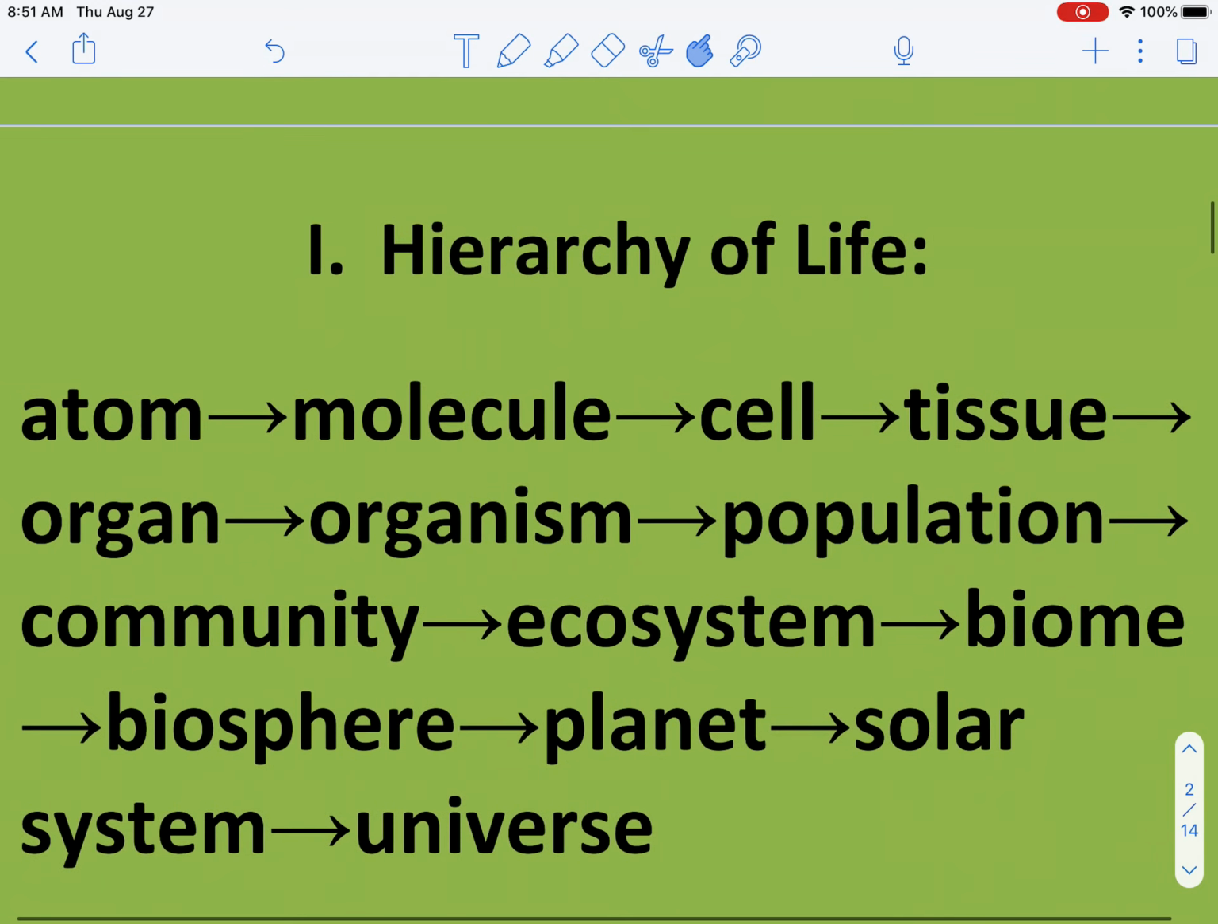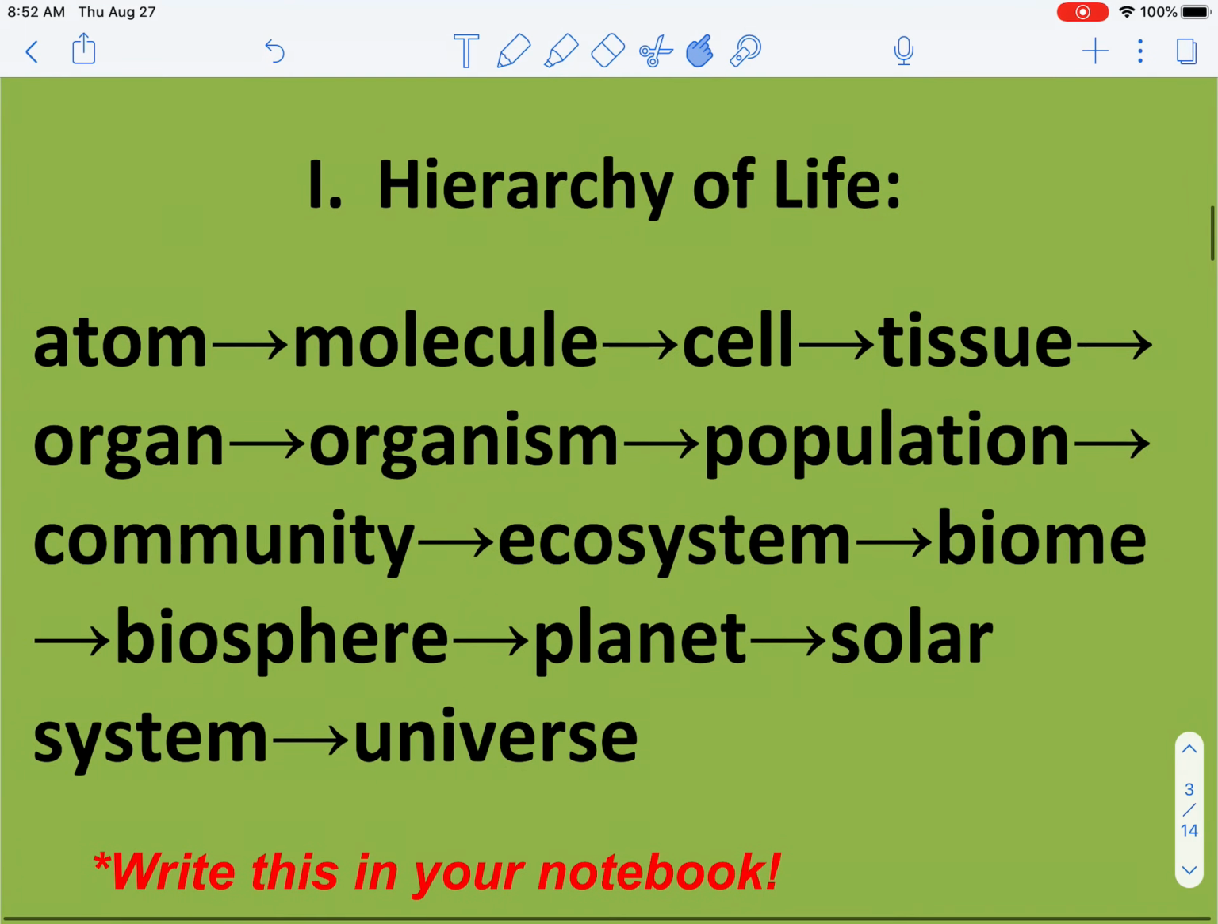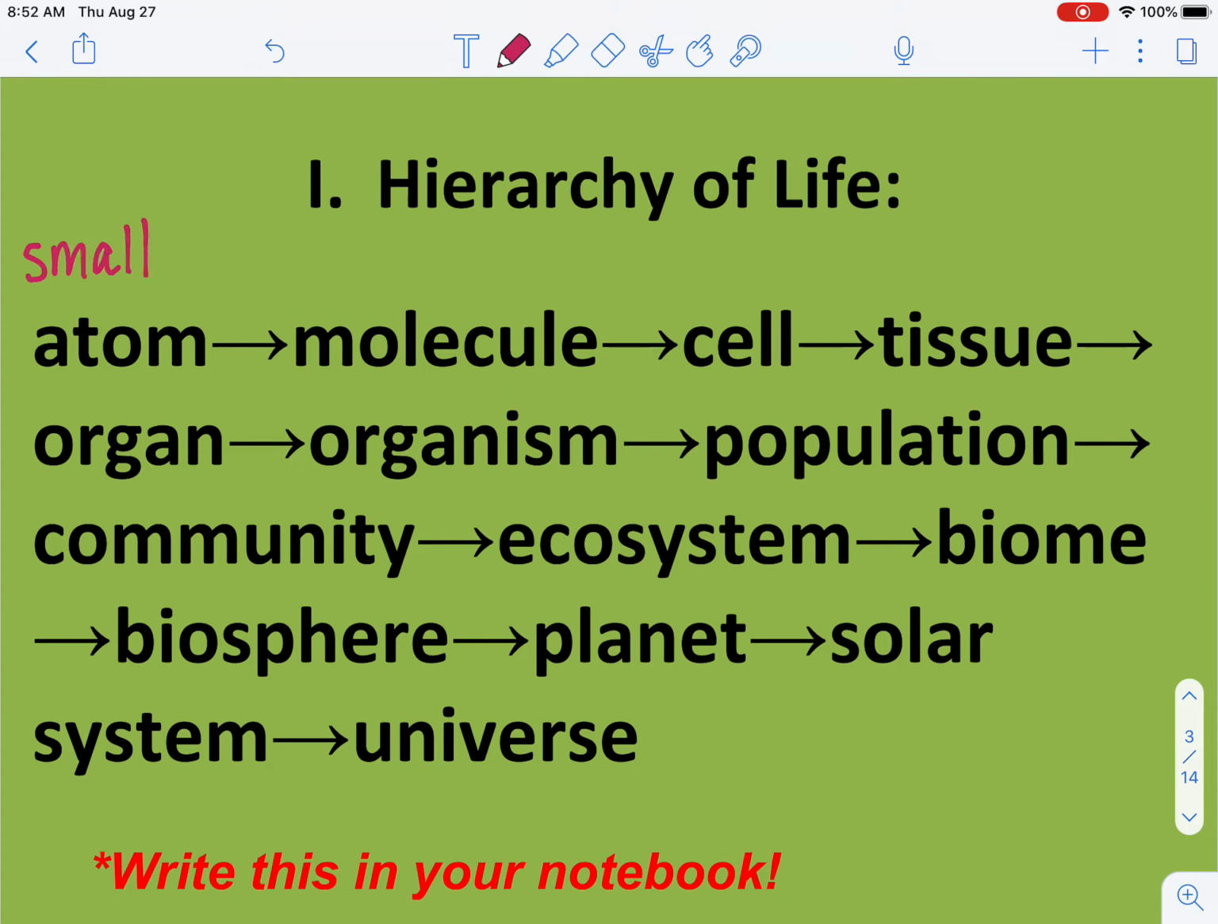So this is the proper order, and this is what you're going to write down in your notebook under hierarchy of life. If we're thinking about where to begin, we begin with the atom, which is the smallest unit. Now, atoms actually aren't alive. Everything in the universe is made of atoms, both the table and the computer, but also your heart and your brain and your body. So an atom is the smallest unit. When atoms are put together, we get molecules. When molecules are put together, we now get things that are alive, cells.